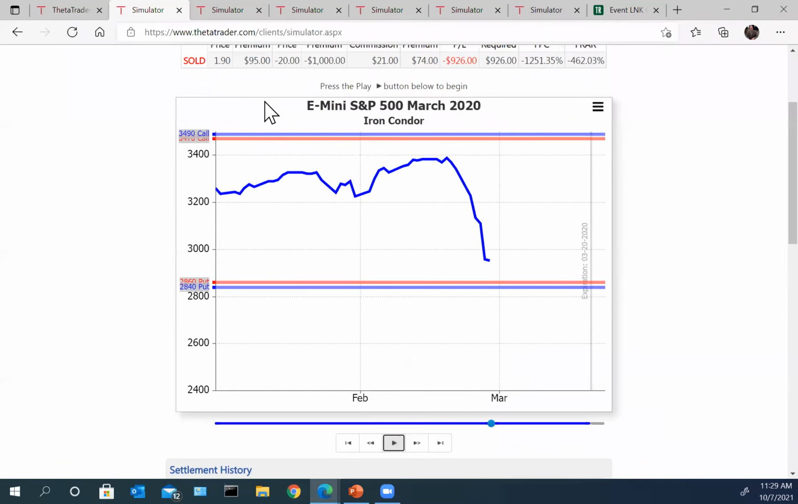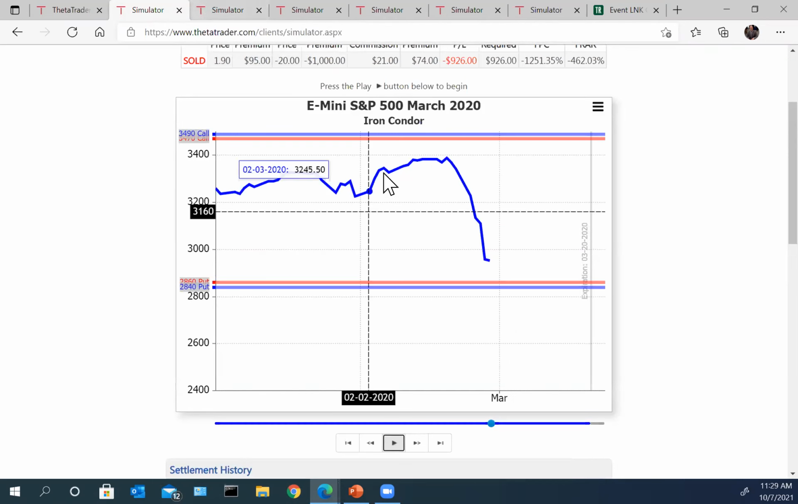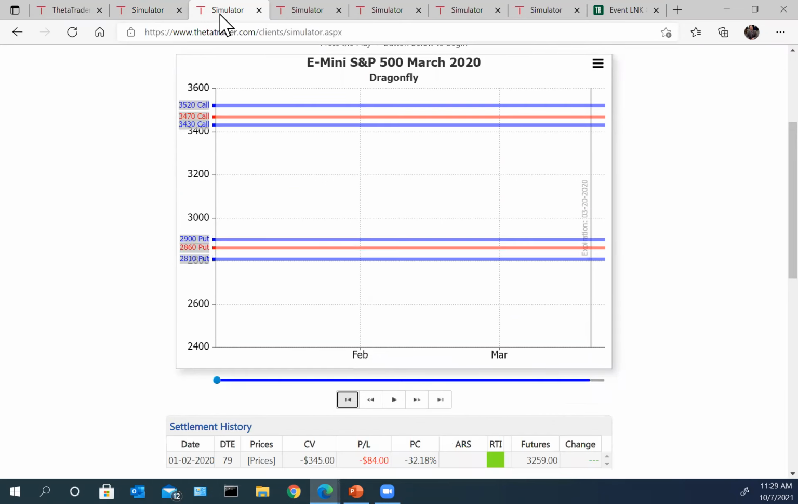So there's a loss on a condor, and that was, of course, typical of a condor, or any kind of short premium strategy. If it starts going the wrong way, or any trade really, you want to get out of that before it gets out of hand. But here's a Dragonfly, and remember, this is January 2, and it's the March expiration, just like this one. So instead of placing a condor on that same day, what if you did a Dragonfly? Well, let's take a look at what happens.